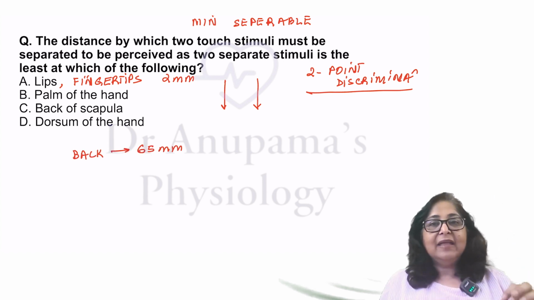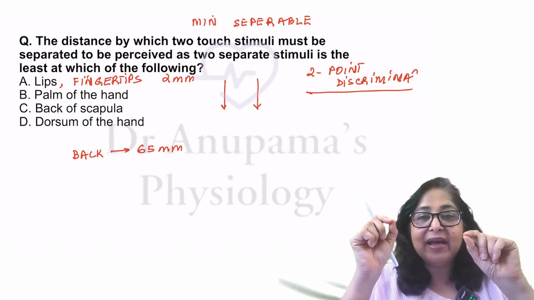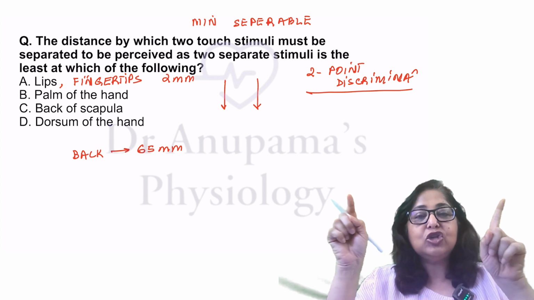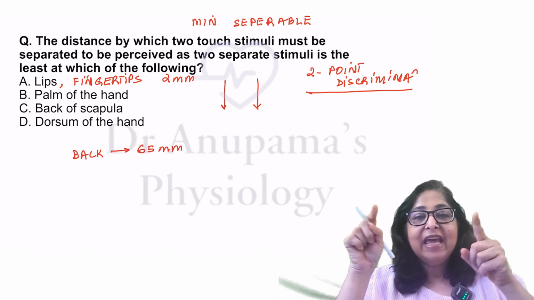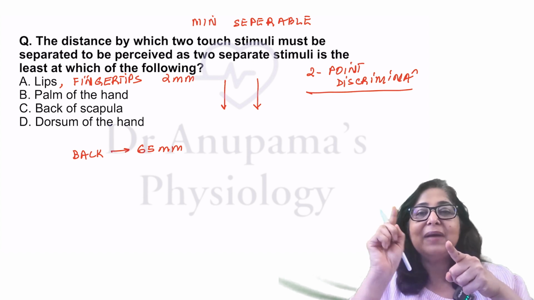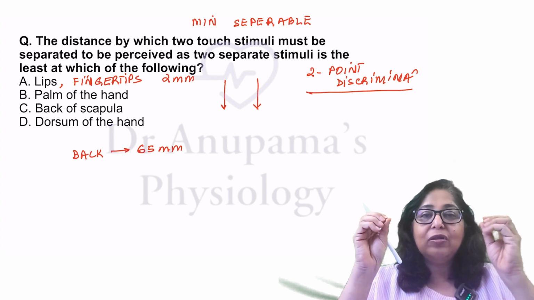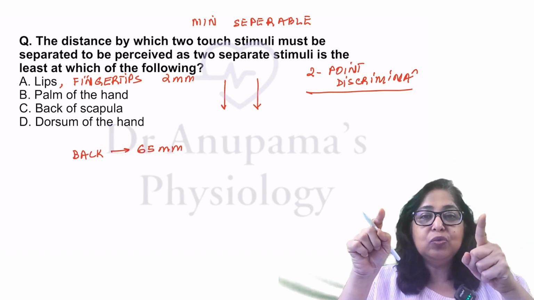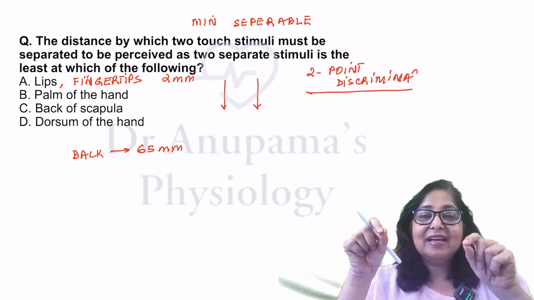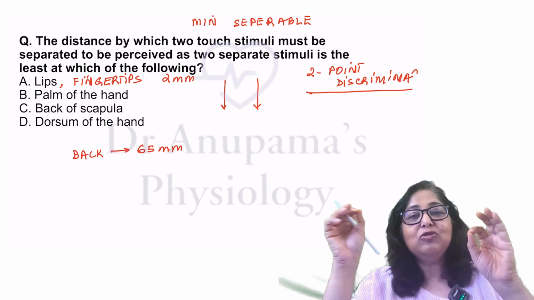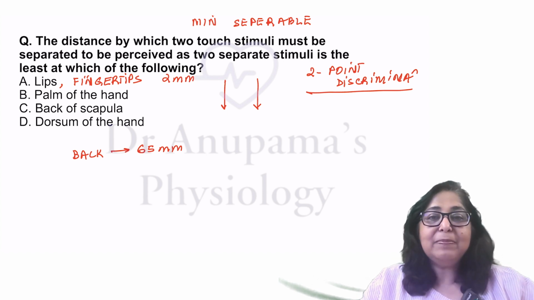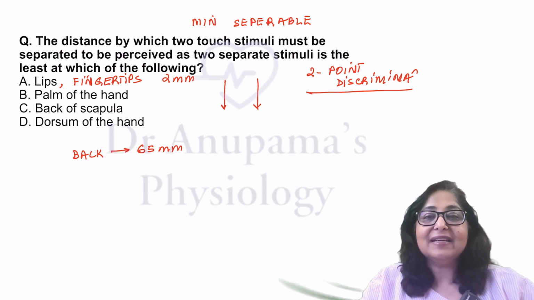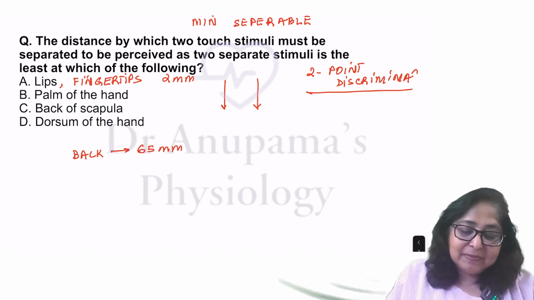What do I mean by that? If I give two pinpoint stimuli on the back, the distance between these two stimuli should be at least 65 millimeters for me to perceive them as two separate points. If they are at a distance of less than 65, I will perceive them as a single point. But on the lips and fingertips, the distance can be as low as 2 millimeters. So minimum separable at the lips and fingertips is 2 millimeters, on the back 65 millimeters. Out of the lips and fingertips, it's the least on the lips. So the answer here becomes lips.